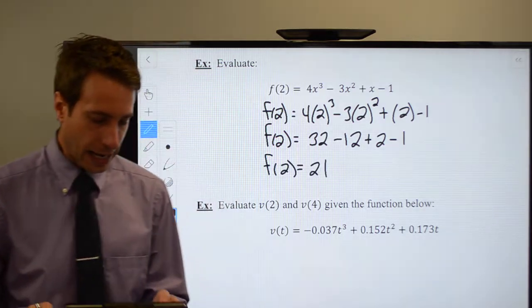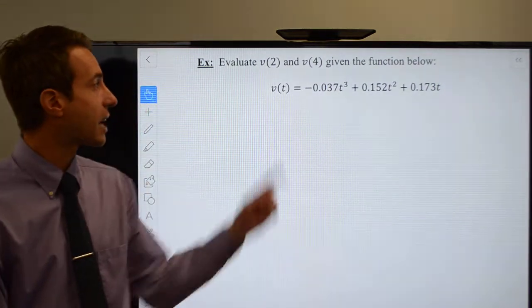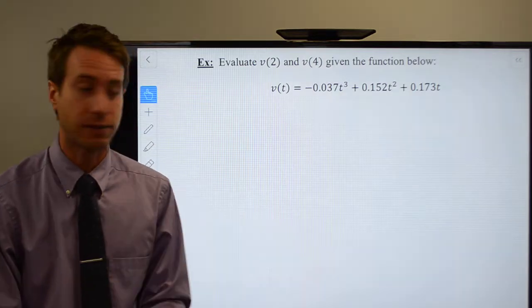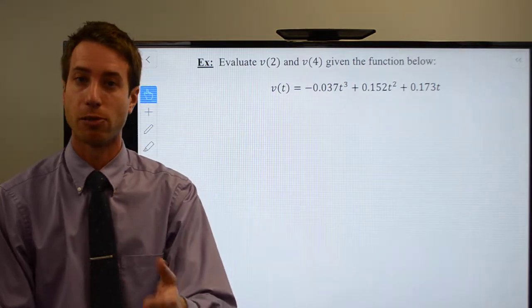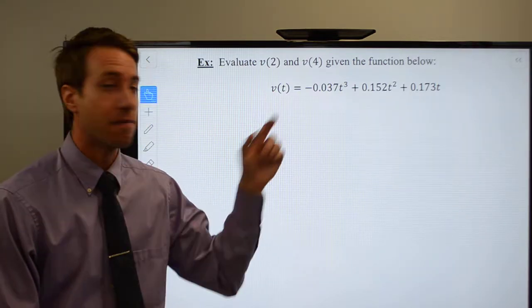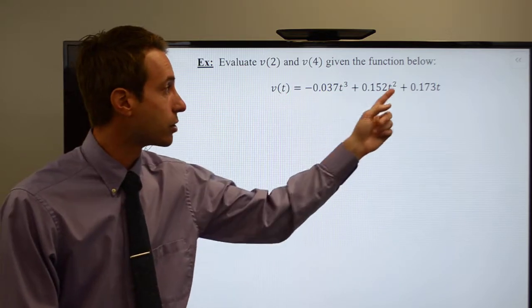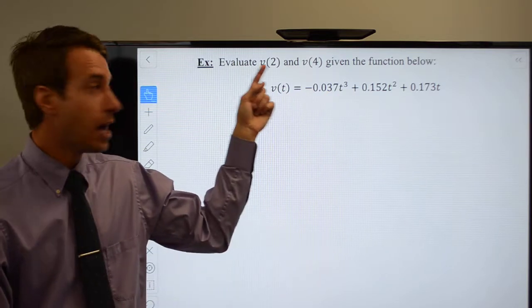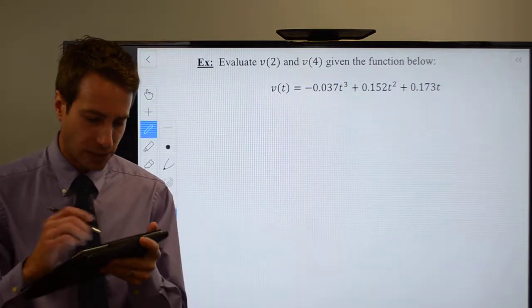All right, I got a couple more for you here. This one, actually, I want you to do it twice. I give you the polynomial v of t, where t is your variable, and I've named the polynomial v. So the polynomial is named v. The variable in the polynomial is t, so I got a bunch of t's in here. Well, here's what I want you to do. I want you to find v of 2, and I want you to find v of 4. And these are two separate problems, so we'll do them separately.